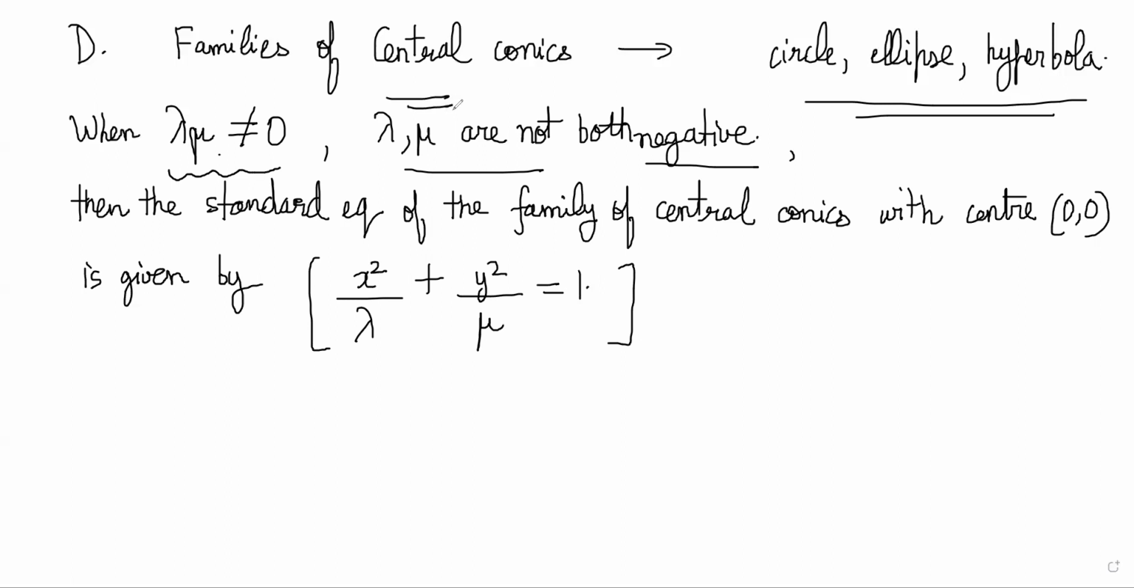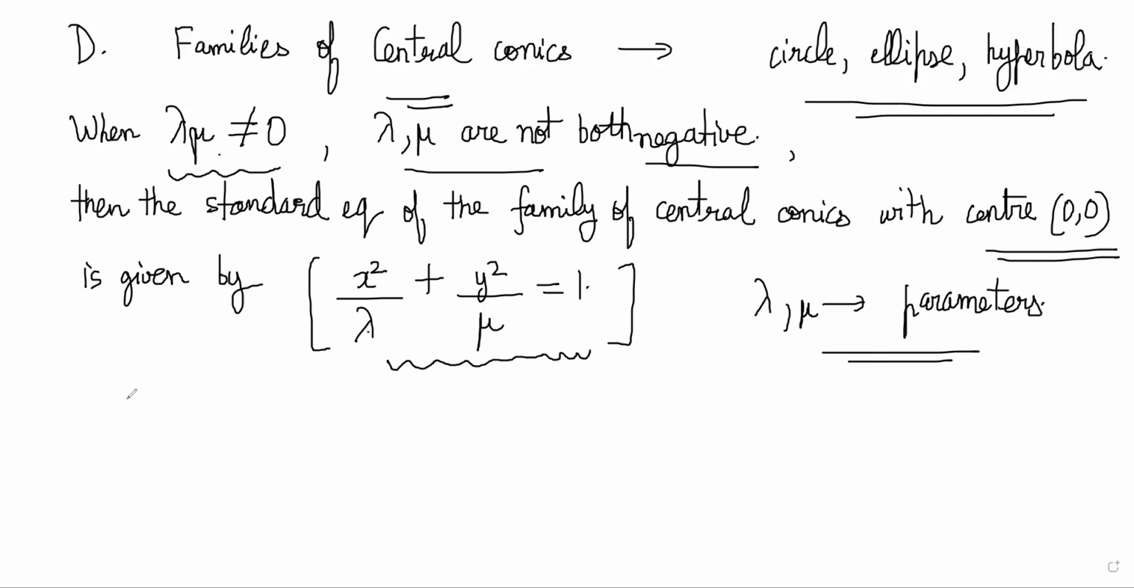And also that is why we can't say that both can be negative. If both are negative, then this can never be equal to 1, right? This is not a real curve then. However, if these two conditions are satisfied, this curve is always a central conic. It's either a circle, ellipse, or a hyperbola with the center at 0, 0, right? Here lambda and mu become our parameters, right? Now we look at some specific cases of these.